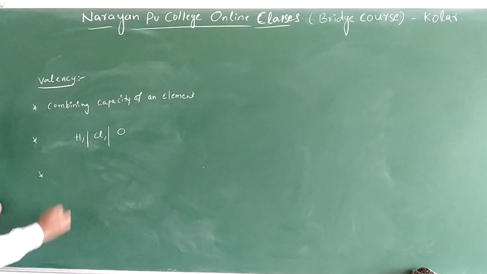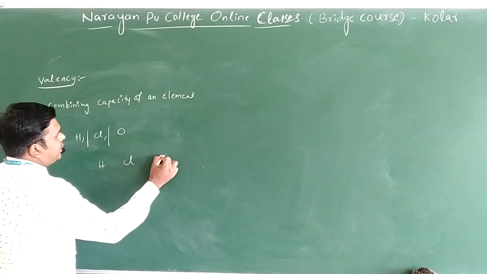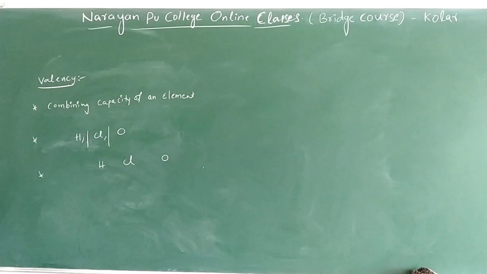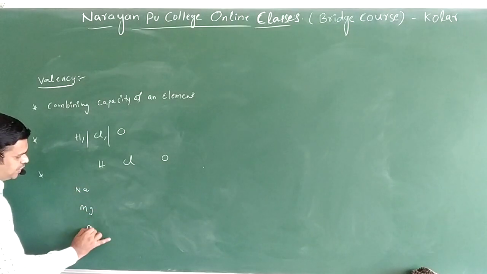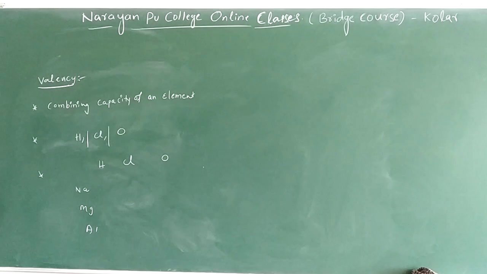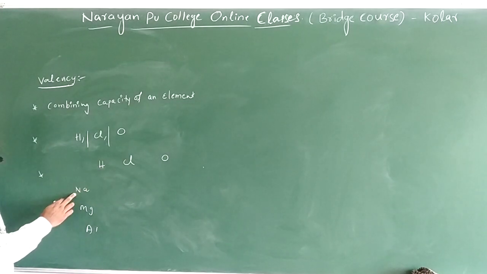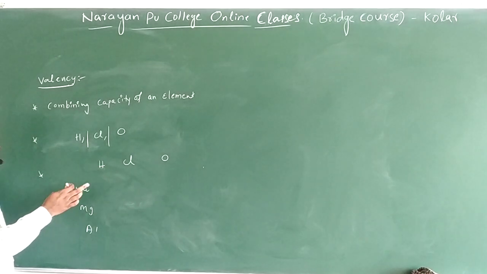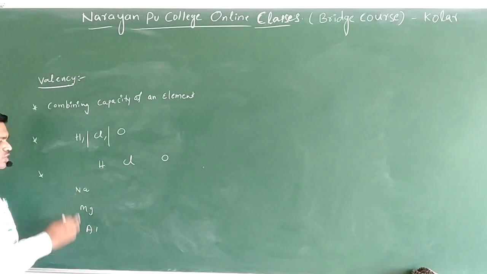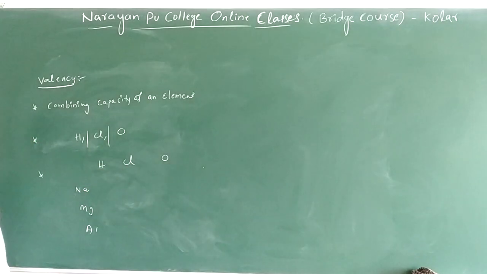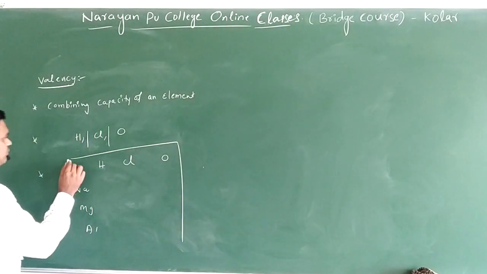Let us see one example by taking these three reference elements: hydrogen, chlorine and oxygen. I just take the elements sodium, magnesium and aluminium. Clear? So sodium and hydrogen combine to form sodium hydride. Sodium and chlorine combine to form sodium chloride. Sodium and oxygen combine to form sodium oxide. Okay, let us draw one table for this.